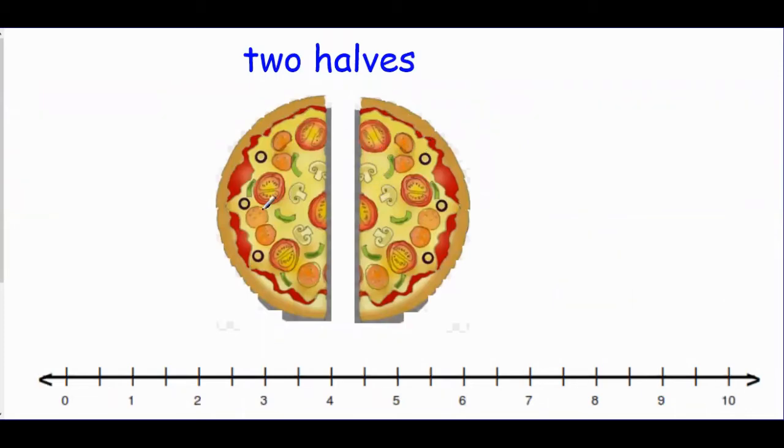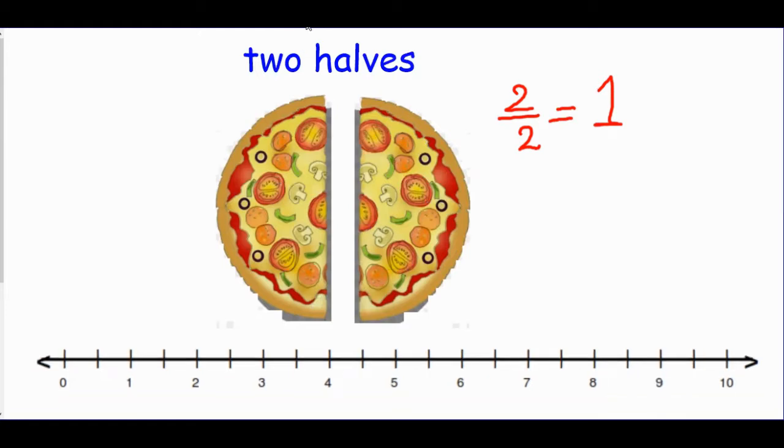Two halves make the whole pizza. Two halves is like this, and two halves is the same as one whole pizza. If I want to show this on the number line, let's have a look. I start from 0. The distance between 0 and 1 is divided into two parts, so the number line is counting by halves. Here is one half, and here is two halves. You can see that two halves is the same as 1.